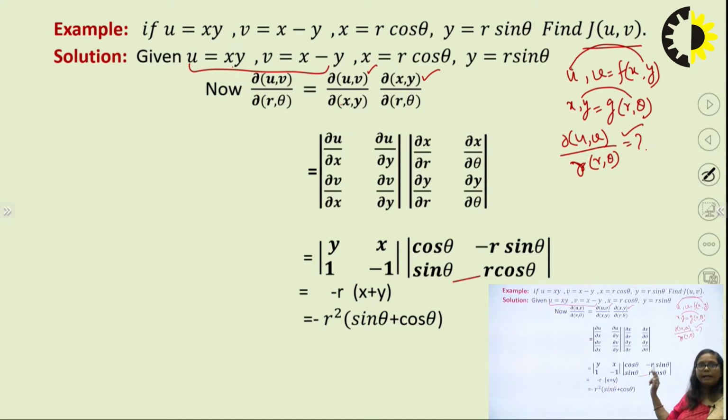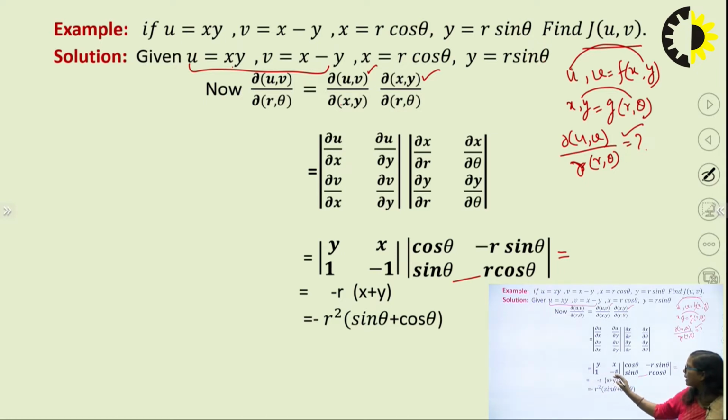Similar, the second relation: del x by del r is cos theta, del x by del theta is minus r sin theta, del y by del r is sin theta, and del y by del theta is r cos theta. Now solving this, look at what we get. If I solve this determinant, look at what I get.